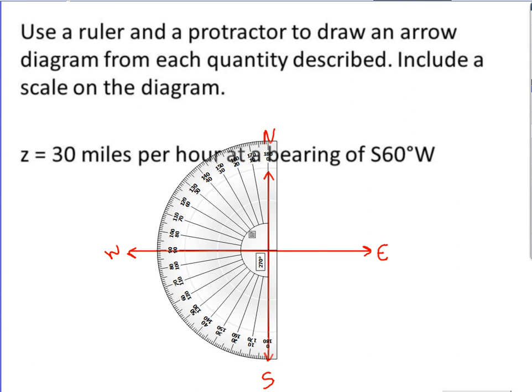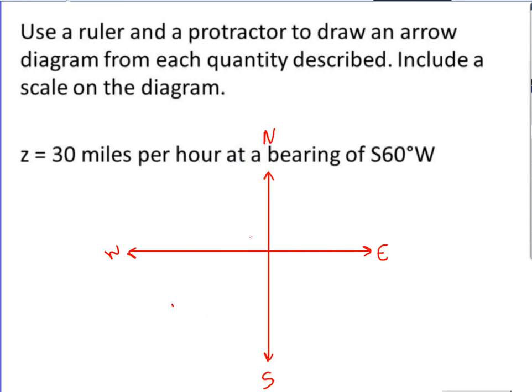And then you have to decide if your protractor is going to be facing to the left or to the right, depending on if they say west or east. So if we start at the south and we go 60 degrees towards the west, and then we put our little mark, then we can get rid of our protractor.